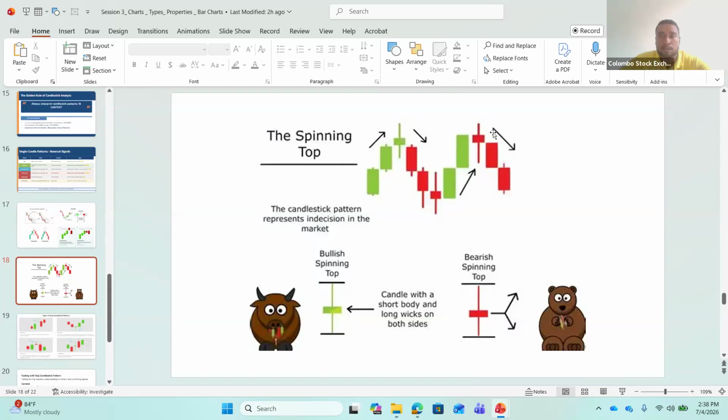But again, you can't just rely on this. You have to use the support and resistance line and other technical tools. I'll try to discuss support and resistance lines maybe in the latter part of the session if we have time, right?